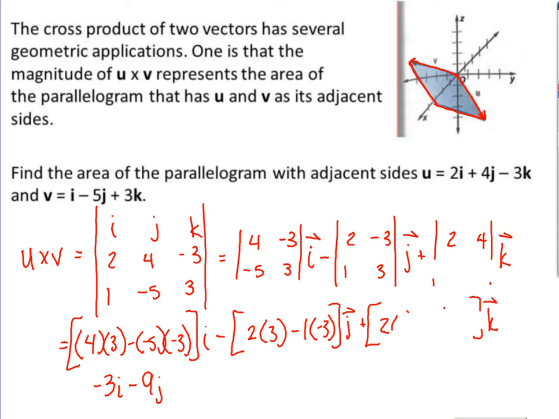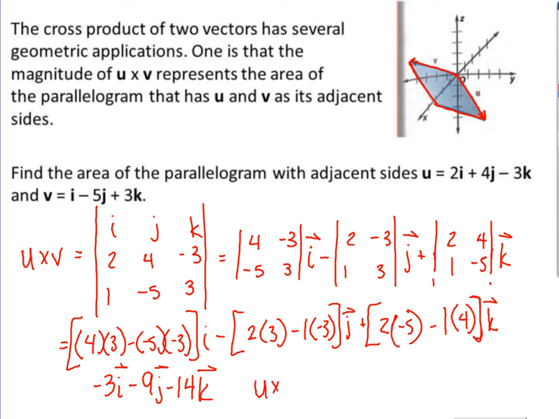It should be 2, 1, 4, and negative 5. So this is going to be 2 times negative 5 minus 1 times 4. So let's fix that. 2 times negative 5 gives us negative 10. 1 times 4 is 4. Negative 10 minus 4 gives us negative 14. Okay.